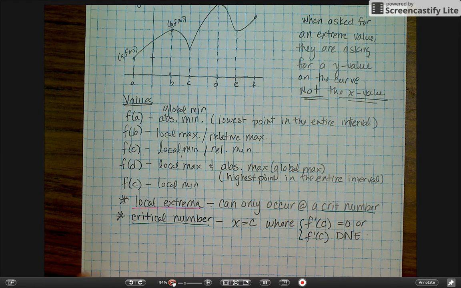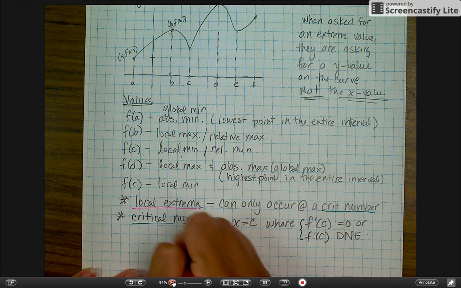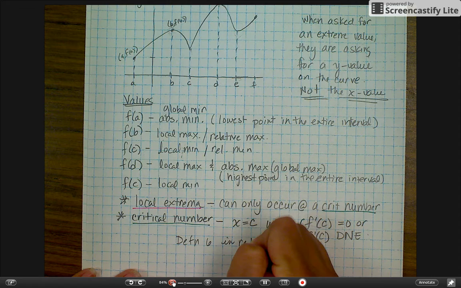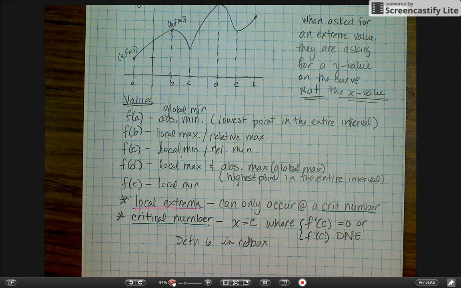Okay, for further clarification, look at your definition 6 in the red box in the book.